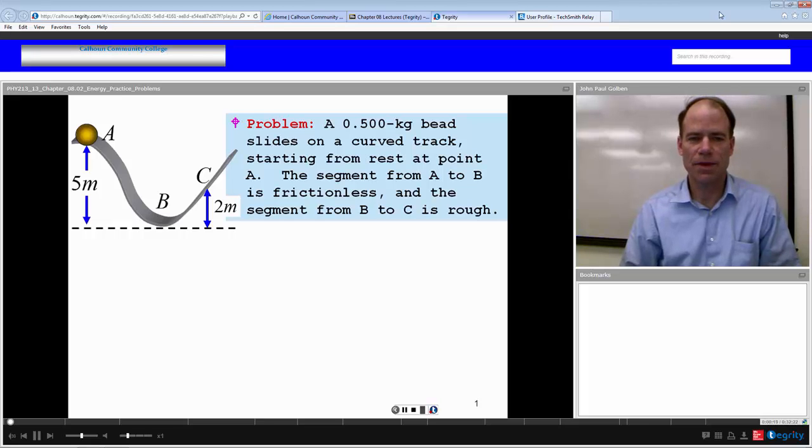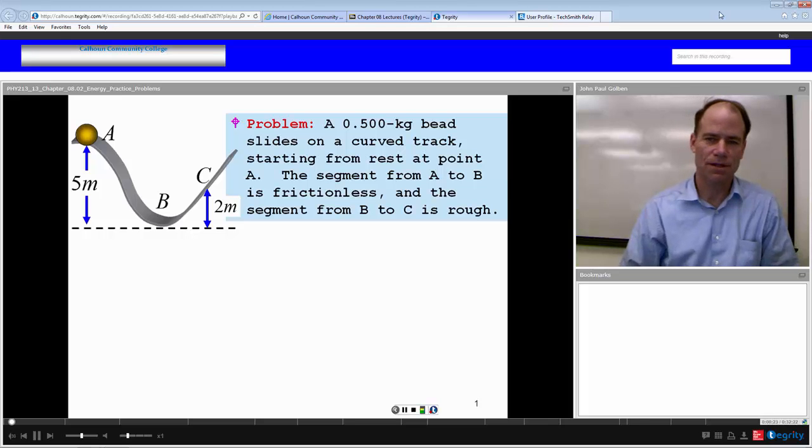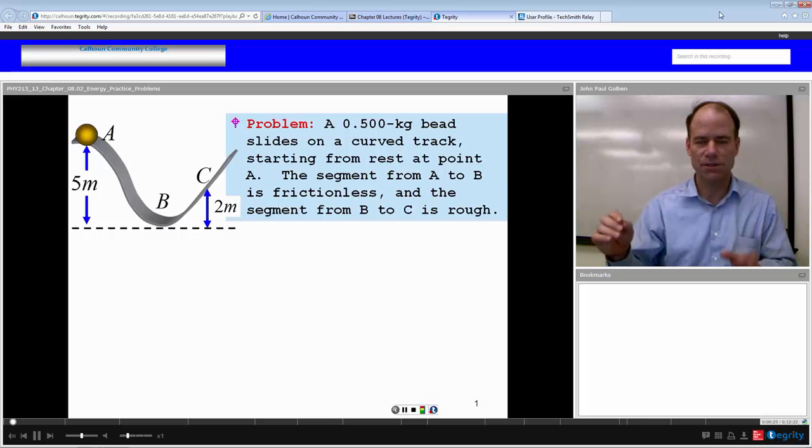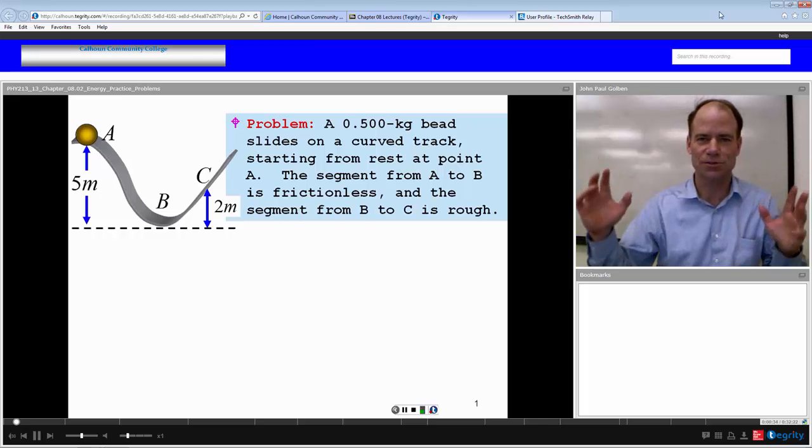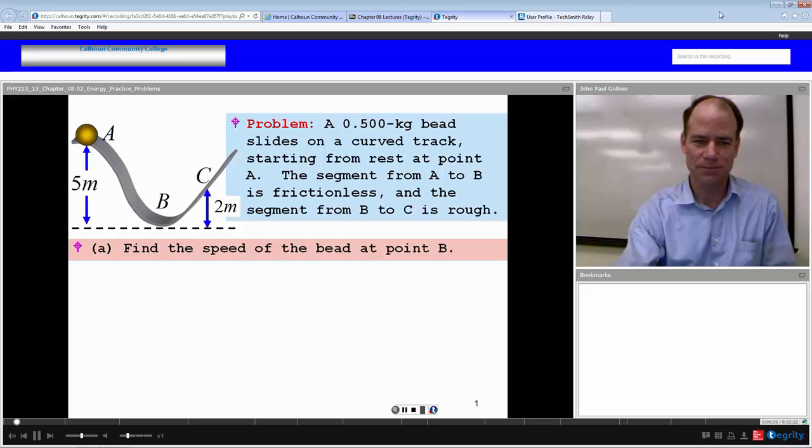The segment from A to B is frictionless, and the segment from B to C is rough. In other words, it has friction. So anytime you see the word rough, you mean it corresponds to friction. If you see the word smooth, it corresponds to frictionless. We take it to the extreme in terms of physics.